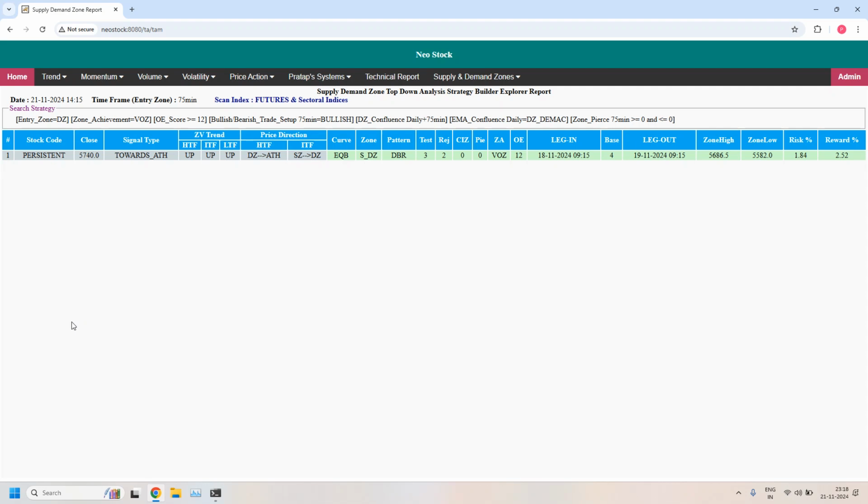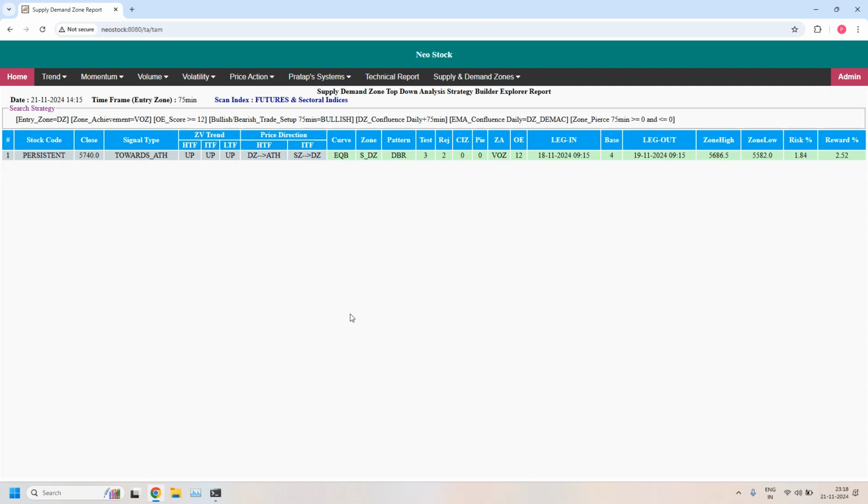So this is a high probability setup stock, even more high probability. That's why it has already been tested 3 times. And also it is a high liquidity daily demand zone. The 75 minutes demand zone is part of the daily demand zone.